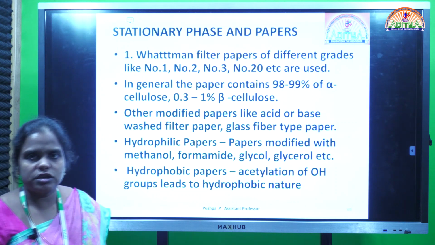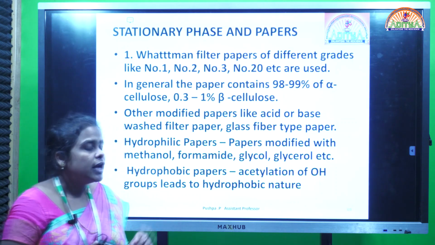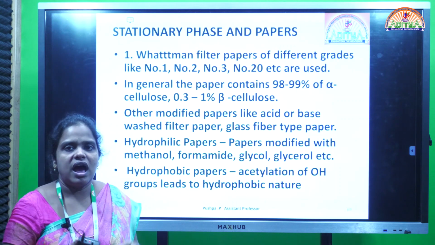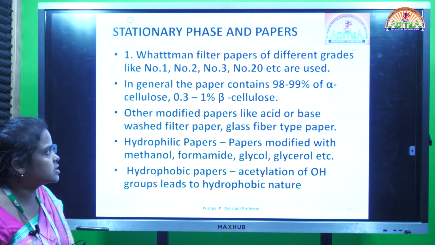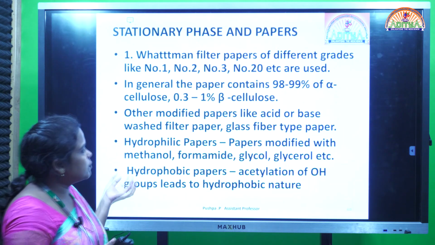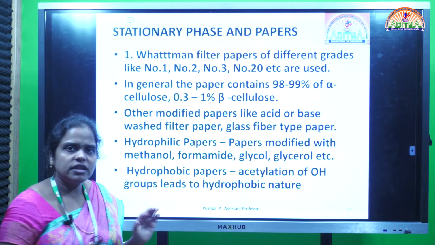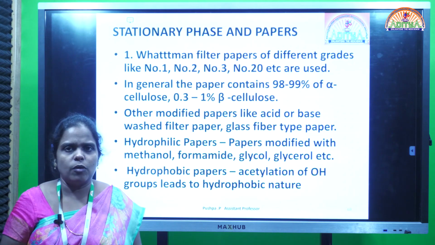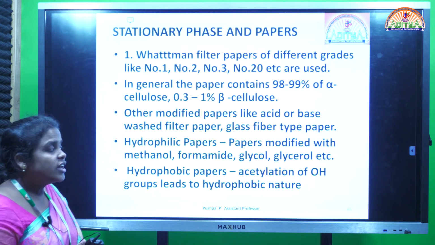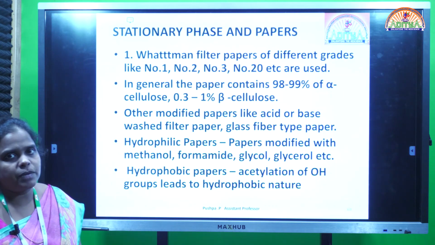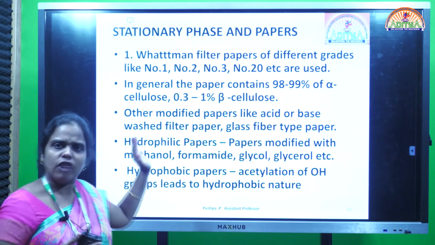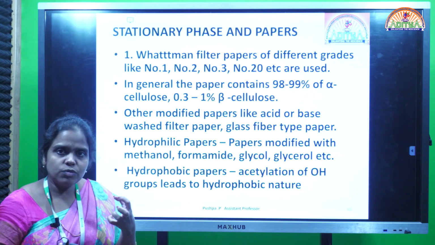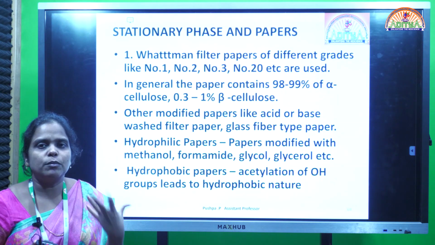Already you know cellulose is of two types, alpha and beta. Usually Whatman filter paper consists of a high amount of alpha cellulose compared to beta cellulose. These filter papers we use for the normal separation of many chemical compounds, but sometimes we can use a few different types of filter papers also. That means we take Whatman filter paper for separation, but sometimes we do some more modifications on those Whatman filter papers.